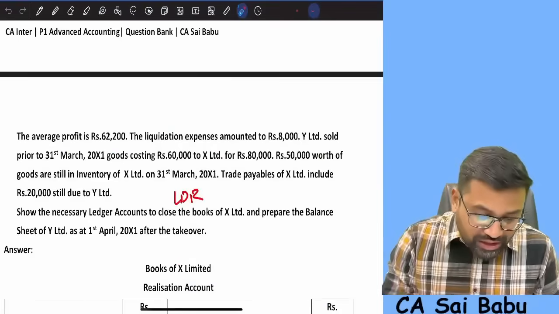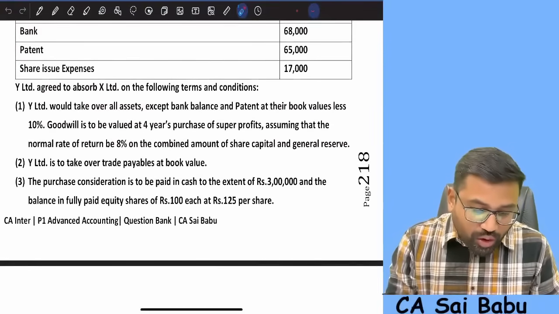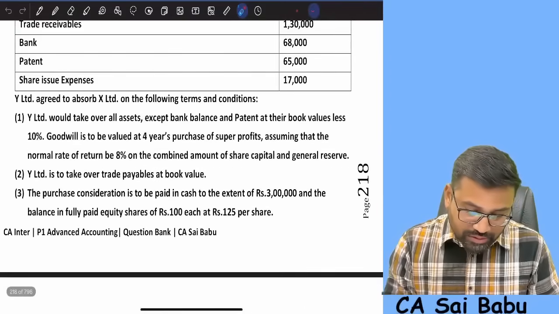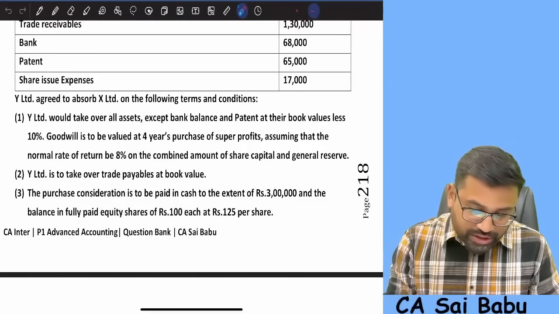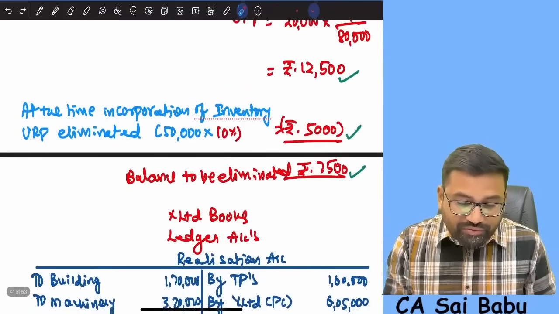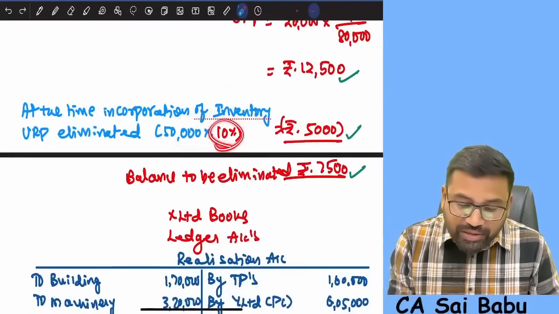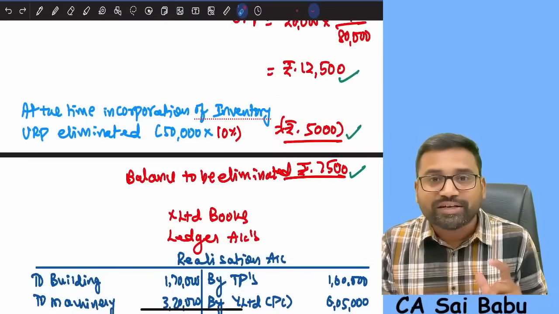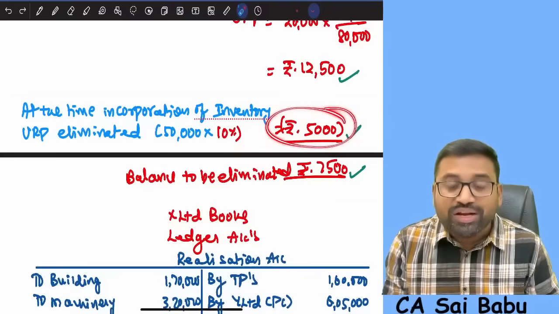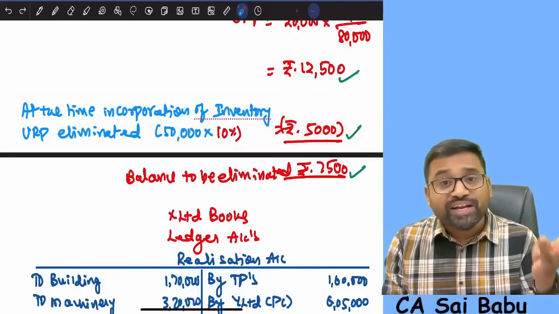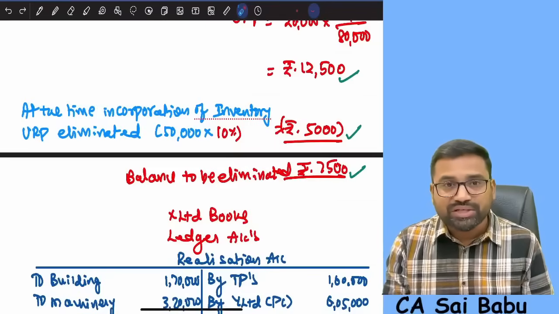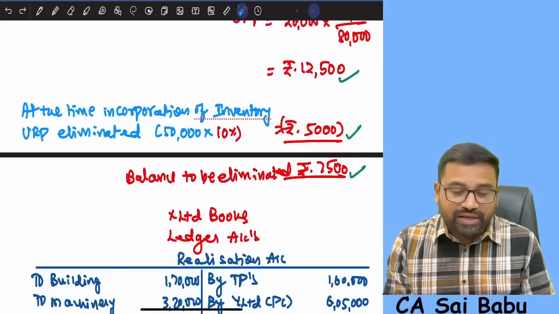Now in the question clearly mentioned that Y Limited will take over all assets of X Limited at cost less 10%, sir. See this. Less 10%. That means when they are taking the inventory, sir, 50,000, 10% less they have taken. That means 5,000 already deducted. That means when you are incorporating, you will incorporate it at 45,000 only. That means 5,000 already eliminated. Therefore, out of this 12,500 of unrealized profit, 5,000 is already eliminated. At the time of incorporation itself, we reduce by 10%. Therefore, balance to be eliminated only 7,500. So that we will eliminate.